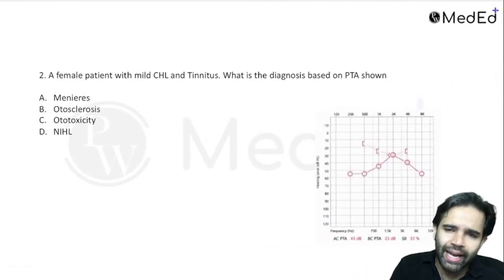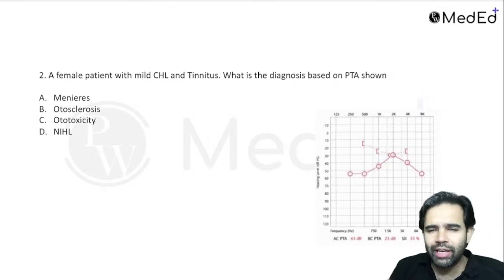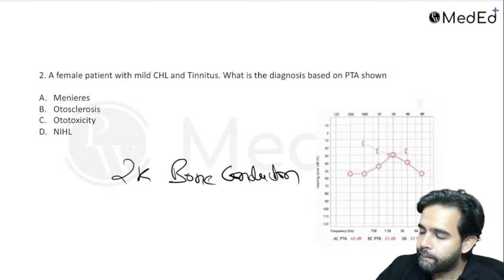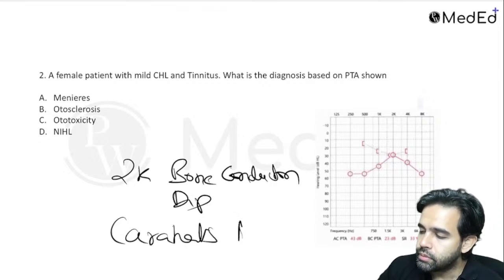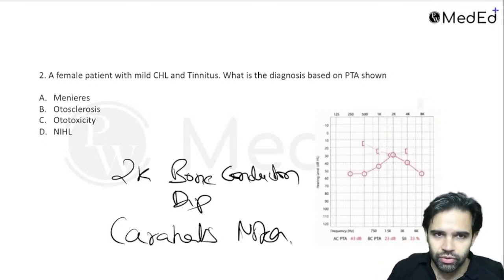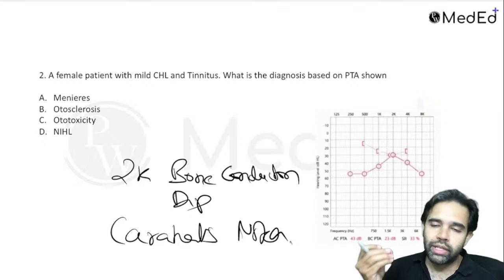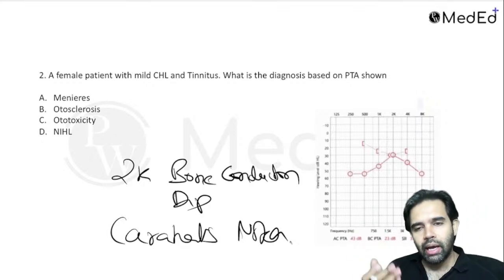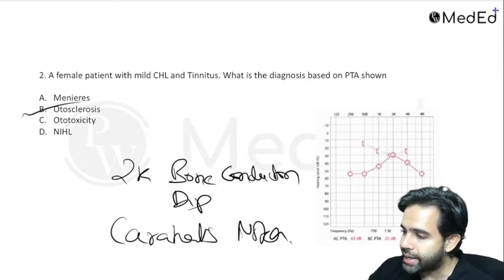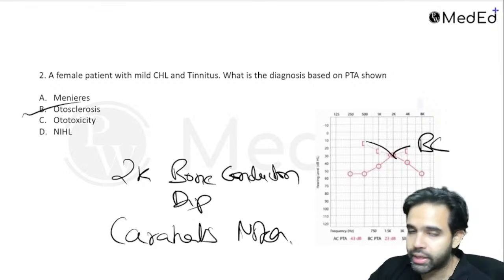This has also been asked many times in your PYQs, where you see a Carhart's notch, which is a dip in bone conduction at 2K frequency. This is called a Carhart's notch. This has been asked so many times. Whether they asked if the diagnosis was otosclerosis or what the clinical sign seen was, either way it is otosclerosis, very straightforward. And you can see that the dip is in the bone conduction component.